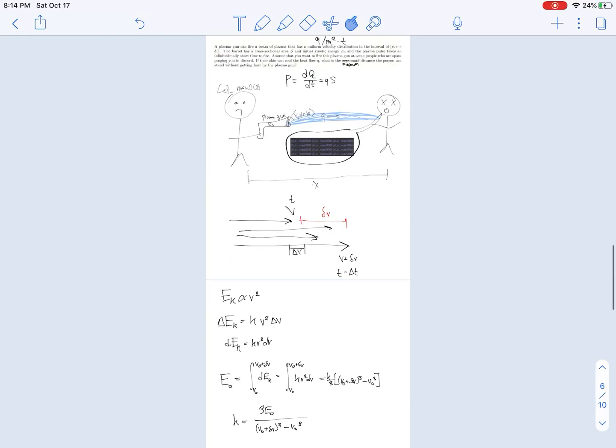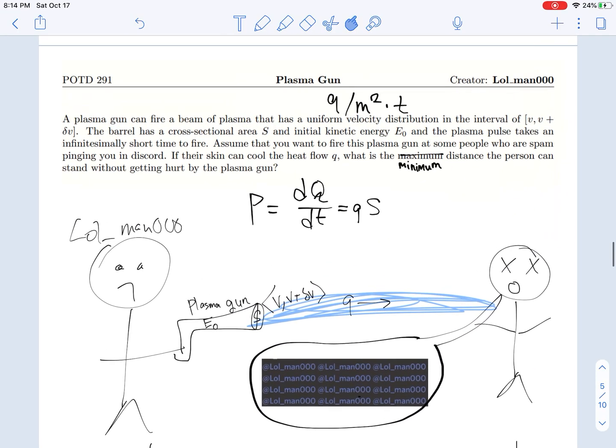So that was a pretty fun problem, and I hope you guys enjoyed it. And remember that, I forgot to say this, but we assume that the effects of gravity could be neglected, assuming that t is very small and the particles don't fall down.